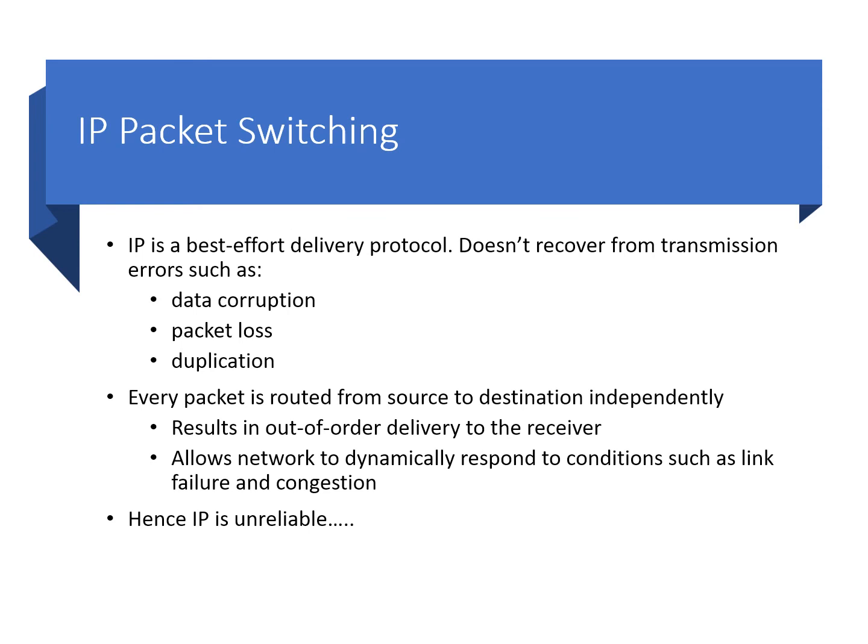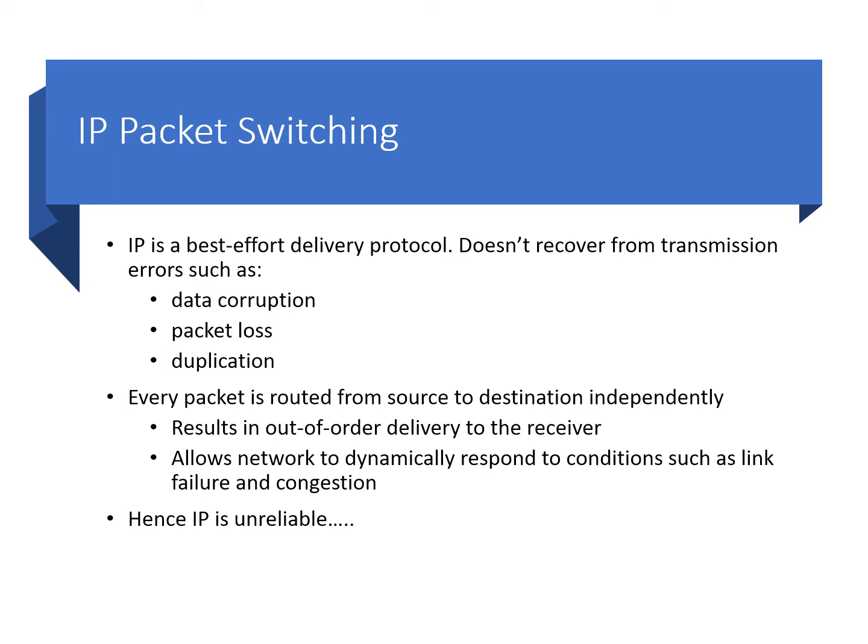This means it does not attempt to compensate for the various error conditions that can occur during packet transmission. Possible transmission errors include data corruption, packet loss, and duplication. In addition, every packet is routed across the Internet from source to destination independently. Treating every packet independently is known as packet switching in the network.